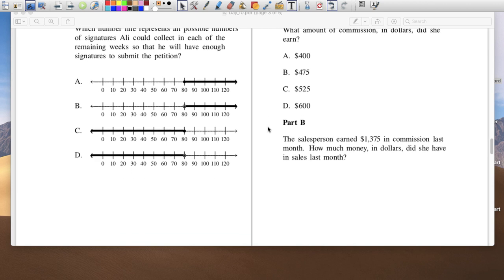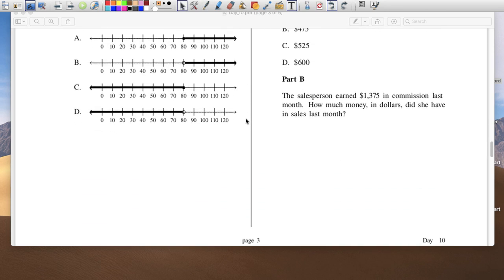So part B says, a salesperson earned... Again, under 5,000, she gets paid how much? 5%? Was it 5%? No, it's 5%. So part B says she made 1,375 in commission last month. How much money in dollars did she have in sales last month? So, how would I do this? Hang on a second.